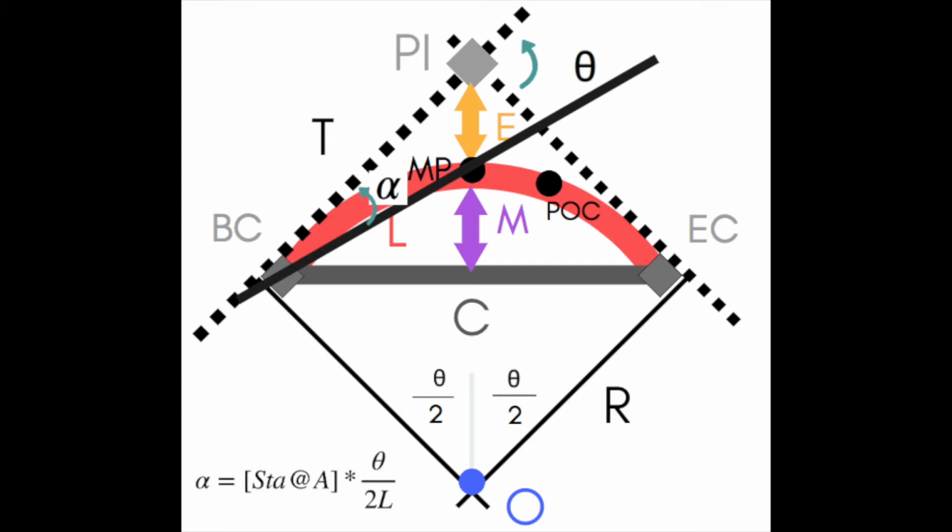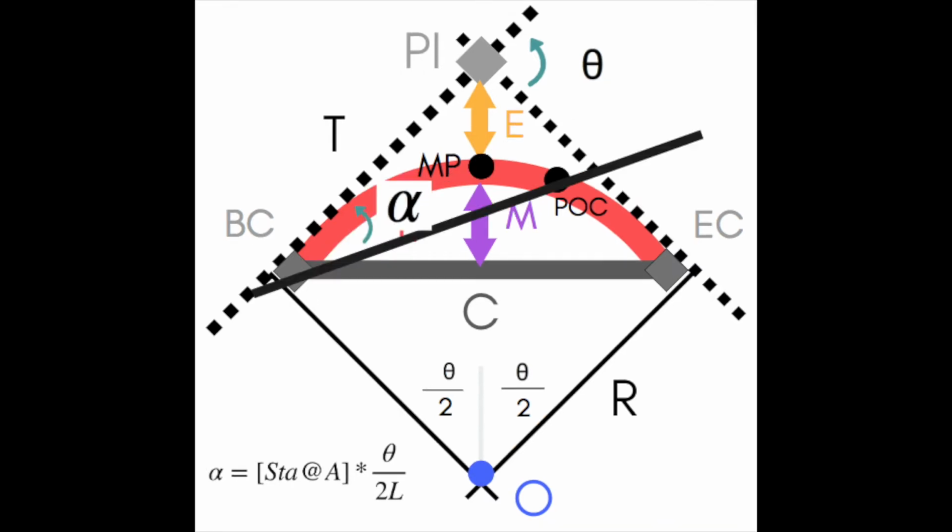Unlike the intersection angle theta that we saw earlier, alpha is actually figured on any point along this curve. It could be from anywhere from BC to EC, but if we take MP as the midpoint and we move to the left of that towards the BC, alpha will get smaller. And if we start from MP and go to the right towards EC, alpha will get bigger.